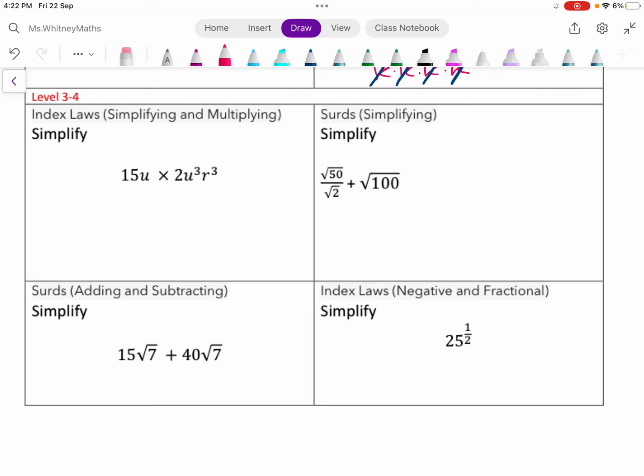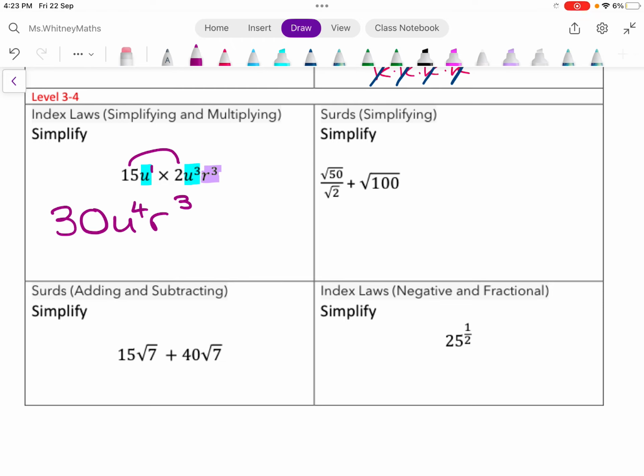Okay, next section, we have to simplify the following question. Whenever we have these numbers in front, the coefficients, we have to multiply them together. So we're going to get 30. And then think about your index laws. So u and u to the 3. This is u to the 1. So it becomes u to the 4 because we add them together. And then we just have r. R does not have any other similar terms. So it just becomes r to the 3. That is simplified. It's a simpler version than the question.